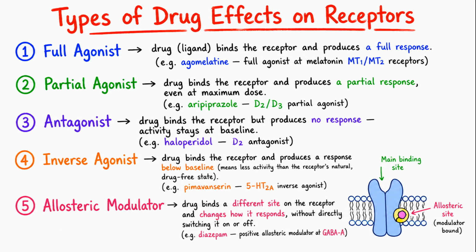And finally, an allosteric modulator. This one's a bit different from the rest because it doesn't even bind the same site as the drug or the natural ligand. It binds a separate site on the receptor, and instead of directly switching the receptor on or off, it changes how the receptor responds to whatever else is binding. It can make the response stronger, or it can make it weaker. So that's 5 ways a drug can interact with a single receptor: full response, partial response, no response, below baseline response, or simply adjusting the volume on however the receptor's already responding.